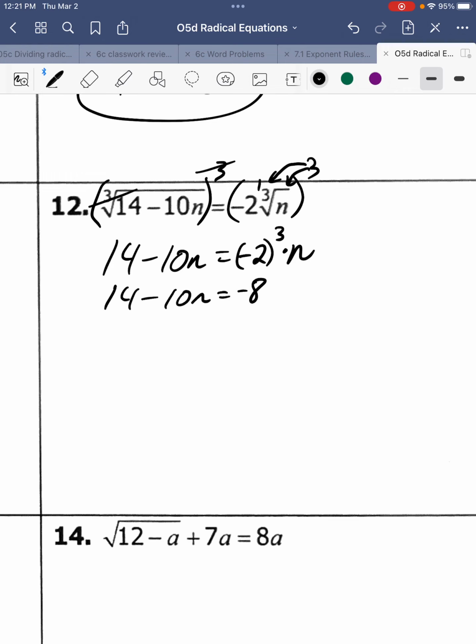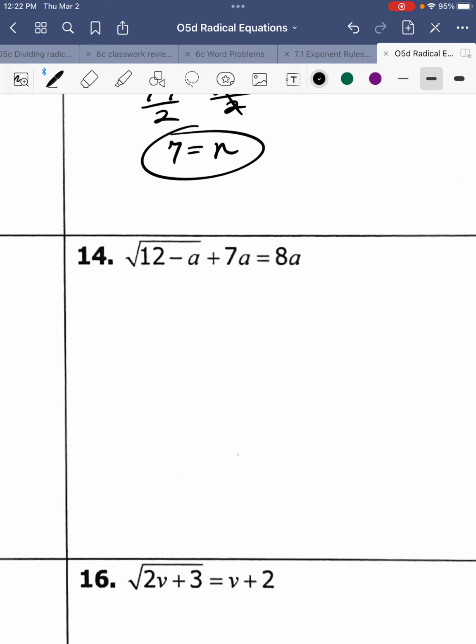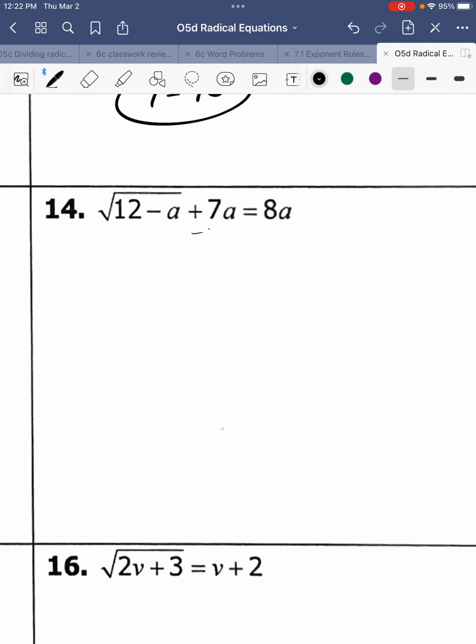Well, let's simplify what we have. Negative 2 to the third is negative 8. So that becomes negative 8n. Get our like terms together. Put my n's on the right side, leaving me with my constant 14 on the left, equals 2n, divide by 2, and our n is going to equal 7. Nowhere in here do we have n squared at all, so no quadratics. We can move on. All right, number 14. Here, isolating the radical, so I got to subtract 7a.